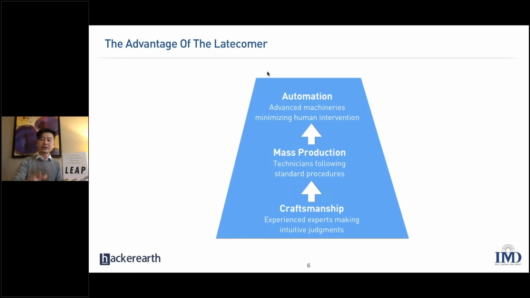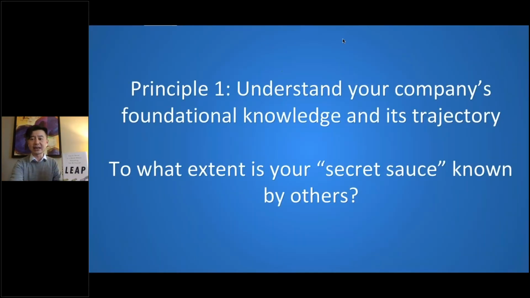So the first principle in my book that we discuss and try to understand is really critical for executives and managers: first assess how widespread that foundational knowledge is being learned by others. To what extent is your company's secret sauce already well understood by other competitors? The wider it's known by others, the higher the risk that these latecomers may catch up with what you're doing. So this is the very first principle.